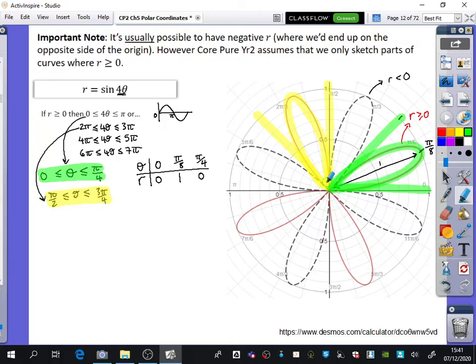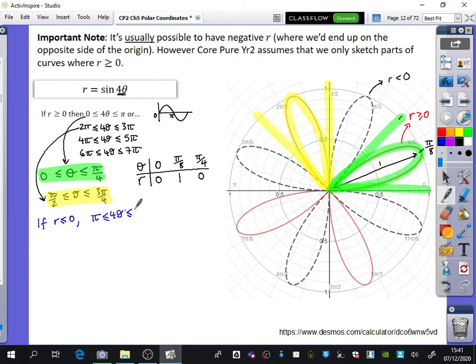So I'm just going to have a look at one of the negative sections, the first negative section. Let's consider that if r is less than 0, then what can you tell me about 4 theta? What would it be in between for it to be less than 0, or less than or equal to 0? When is sine theta less than 0? Between pi and 2 pi.